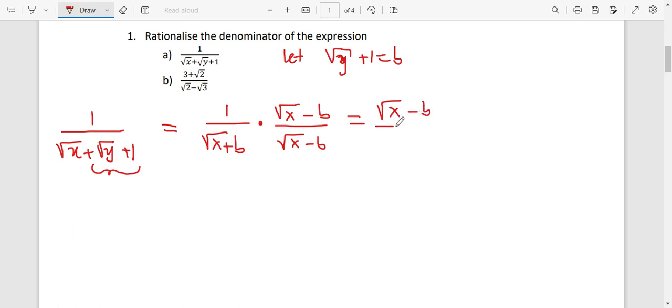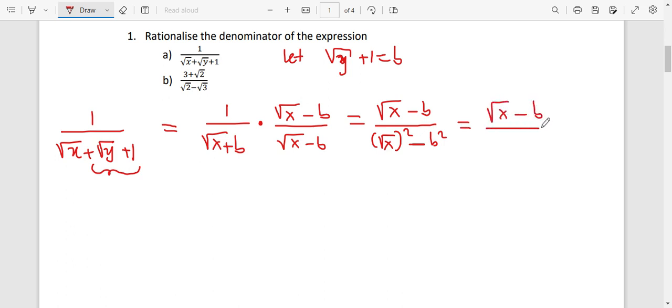Now down, every time you multiply a number by its conjugate, get the first number, that is square root of x, square it. Please always put a minus. It doesn't matter whether it is this one which is negative or positive or this one is negative or positive. Always put a minus on the middle. Every time you multiply a number by its conjugate, that's a difference of two squares. You always subtract. And then get the second term, that is b, also square it. So this is the same as square root of x minus b.